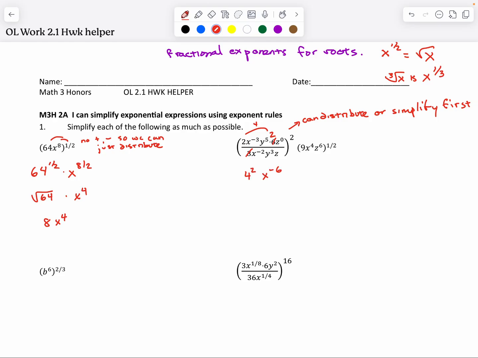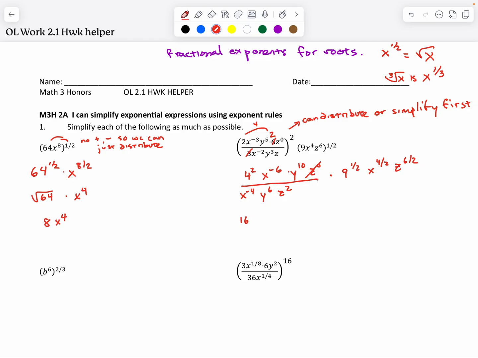Remember, you multiply exponents to distribute them. Z is still to the 0. What is z to the 0? It isn't anything, as long as there's anything else. It's 1 if there's nothing else. Remember, you're multiplying, not adding. All right, 4 squared is 16.